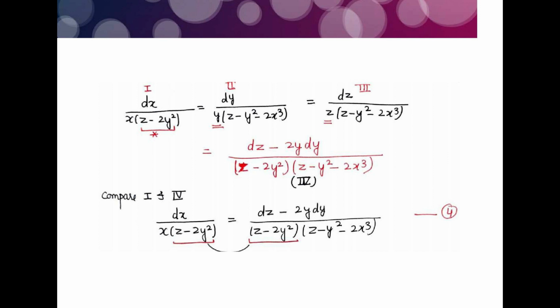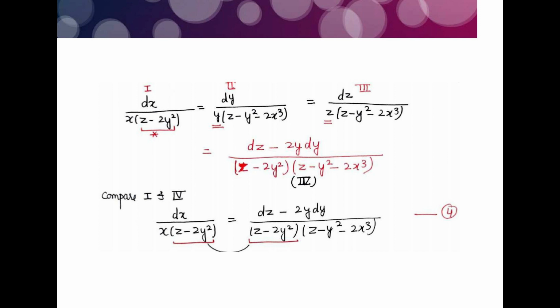So we take dz minus 2y dy, so that in the denominator we take the expression z minus y square minus 2x cube common, and the remaining part will be z minus 2y square, which is the same as the expression in the denominator of the first ratio, which I have marked by a red star. So the combination is the third ratio minus 2y times the second one, that is dz minus 2y dy, and the denominator part will be z minus 2y square times z minus y square minus 2x cube.